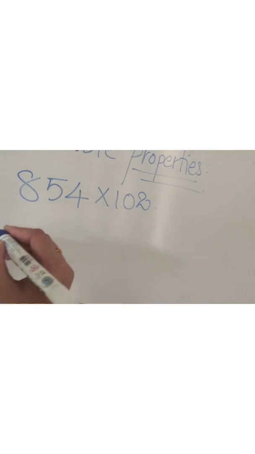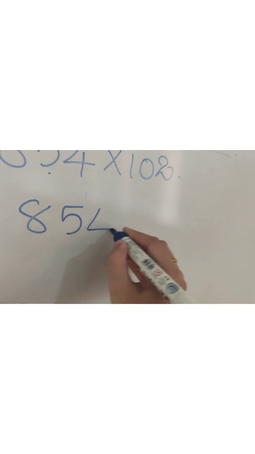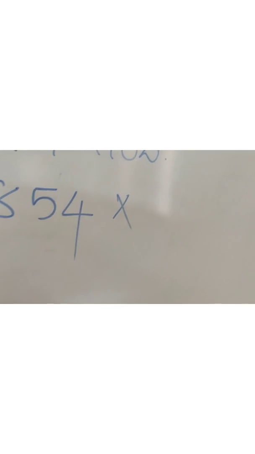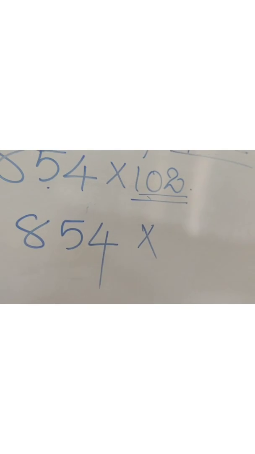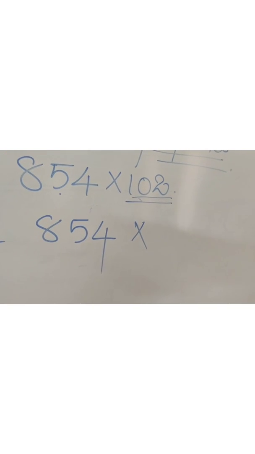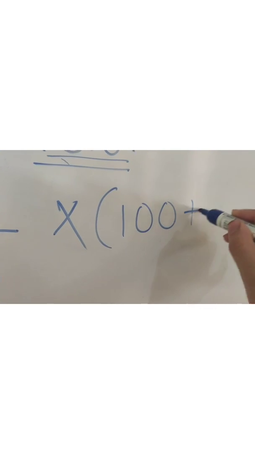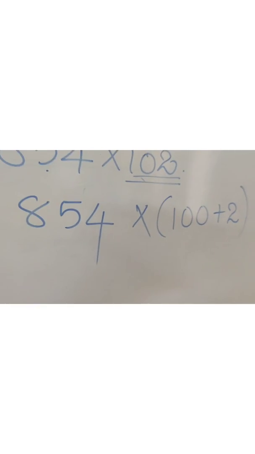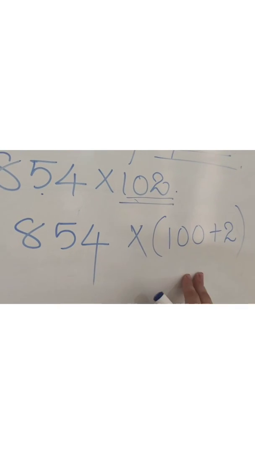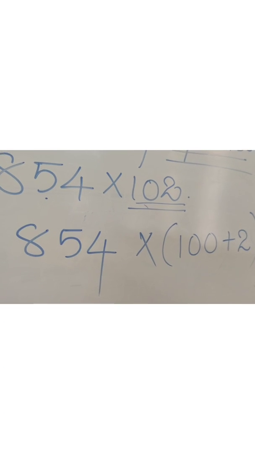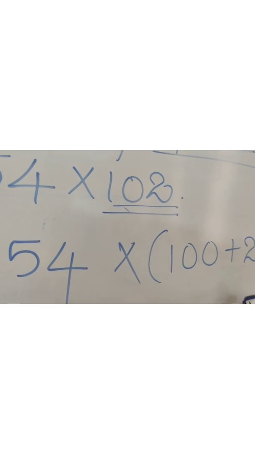Then next, this 854 will be as it is, multiplication sign will be as it is, and then 102 will make its part. And how? 100 plus 2. We'll rewrite it in this way. Why are we doing this? Because we want to apply the property. That's why here we have taken 100 plus 2.